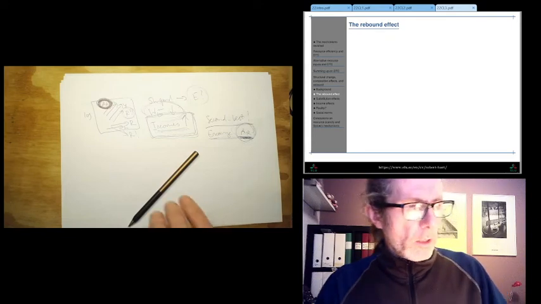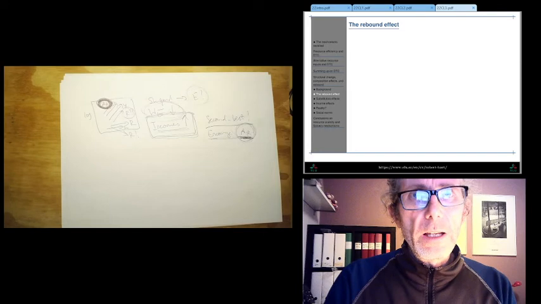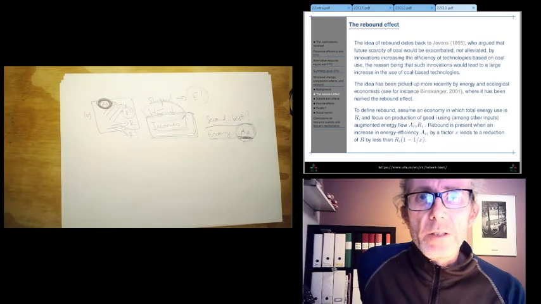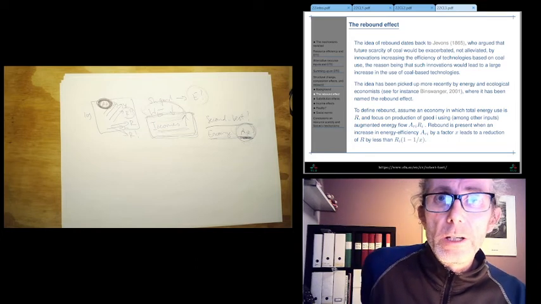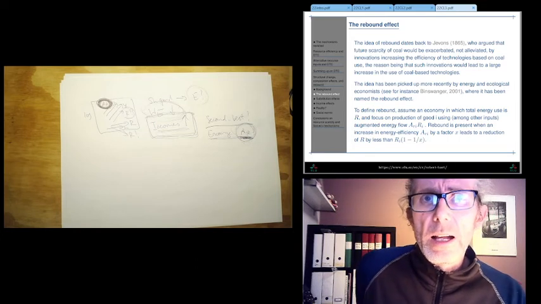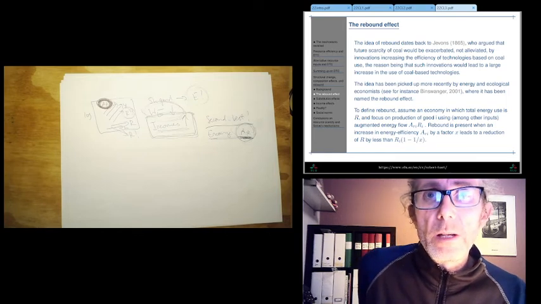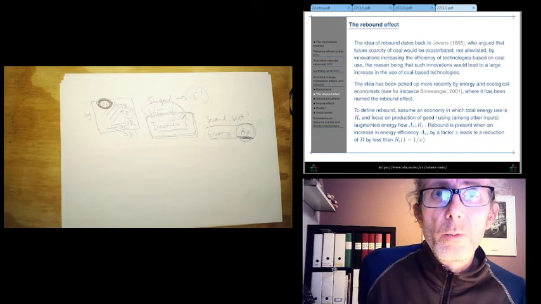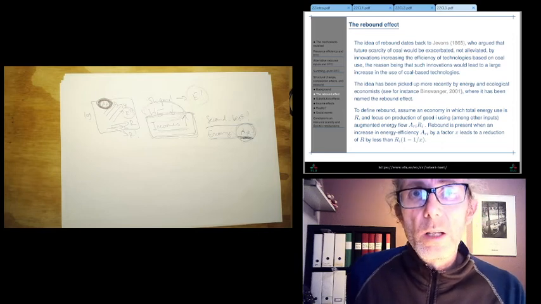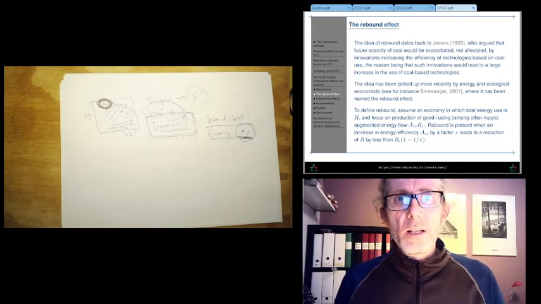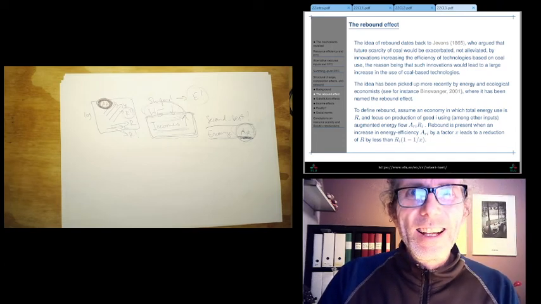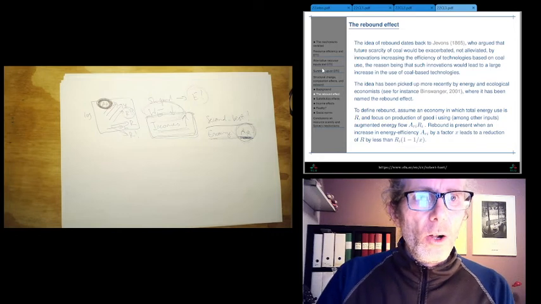Okie doke, a few words on the rebound effect. The idea of rebound dates back to Jevons, 1865, which you can read on the web. He argued that future scarcity of coal would be made worse, not made better, by innovations increasing the efficiency of technologies based on coal. The reason being that such innovations would lead to a large increase in the use of coal-based technologies.